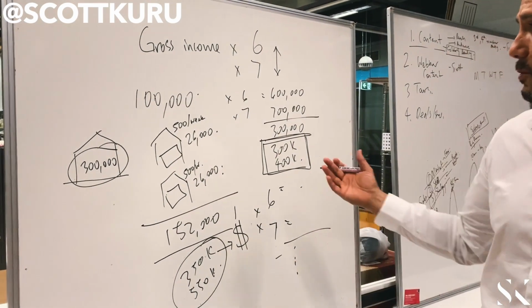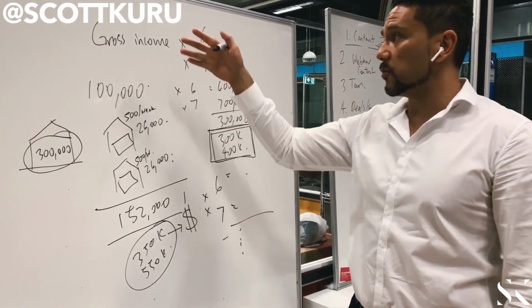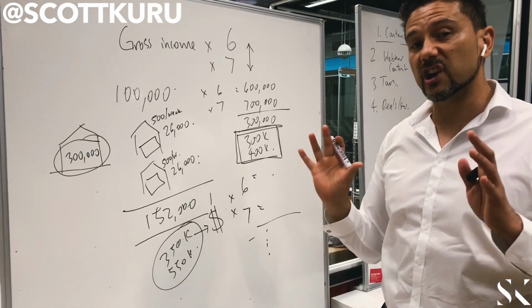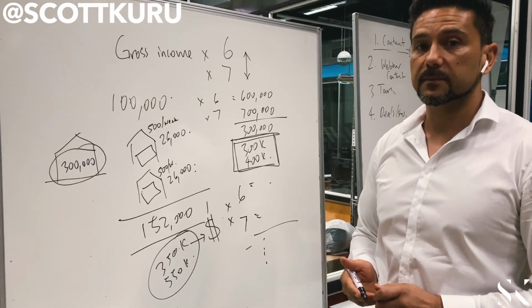So guys, just remember that rule: 6 to 7 times gross income minus existing debt as a general rule of thumb to generally work out your borrowing capacity.